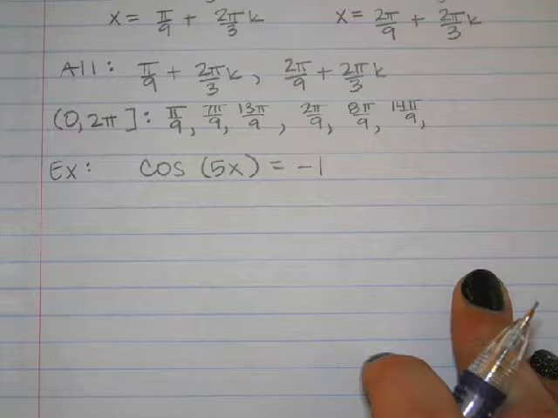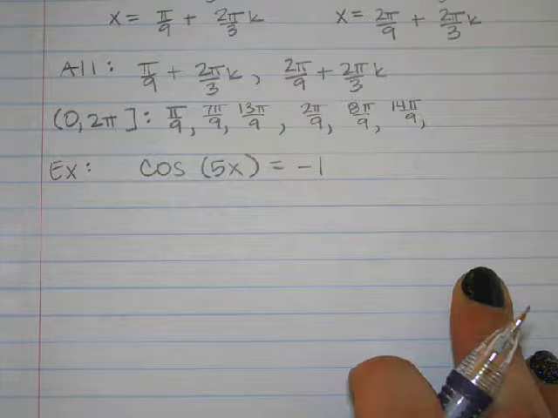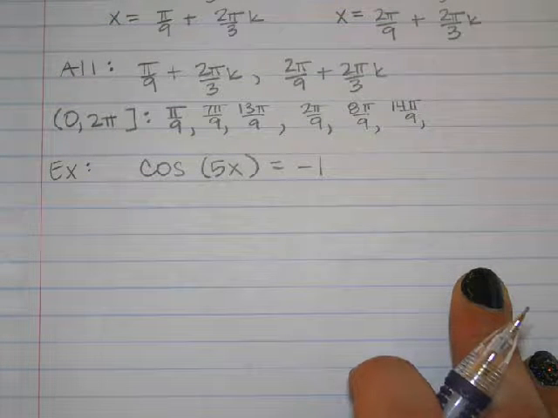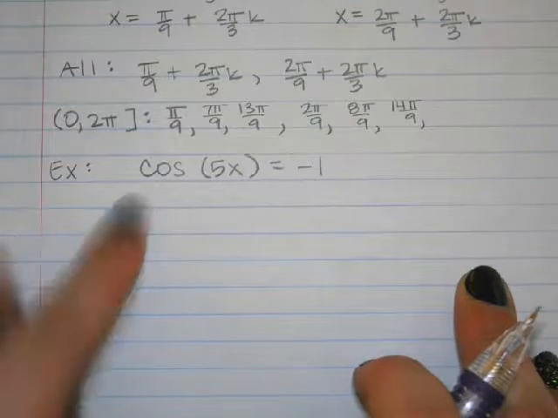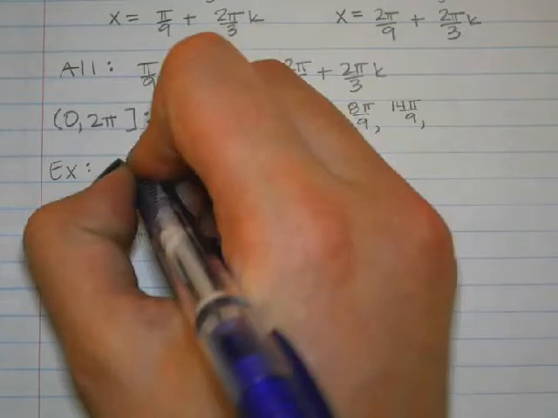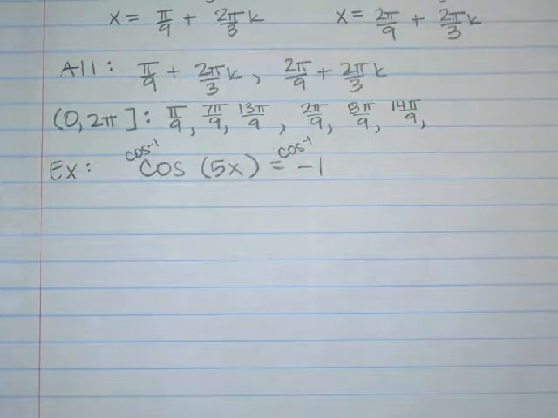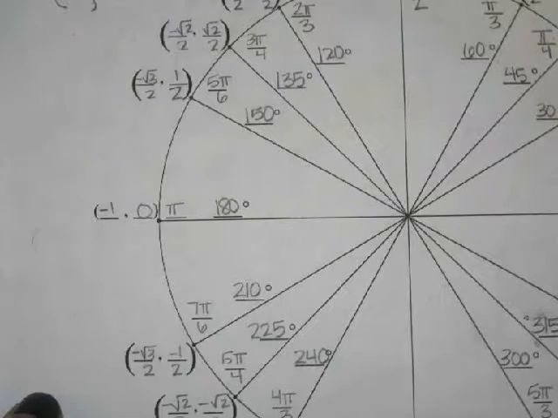Okay, so when it said 2x, we had 4 answers. When it said 3x, we had 6 answers. We are predicting right now that we are going to have 10 answers. That's our prediction. Okay, what do I do first? Cos inverse. And when I do cos inverse, what should I pick up? My unit circle. So I'm looking on my unit circle to see where I have an x coordinate of -1.